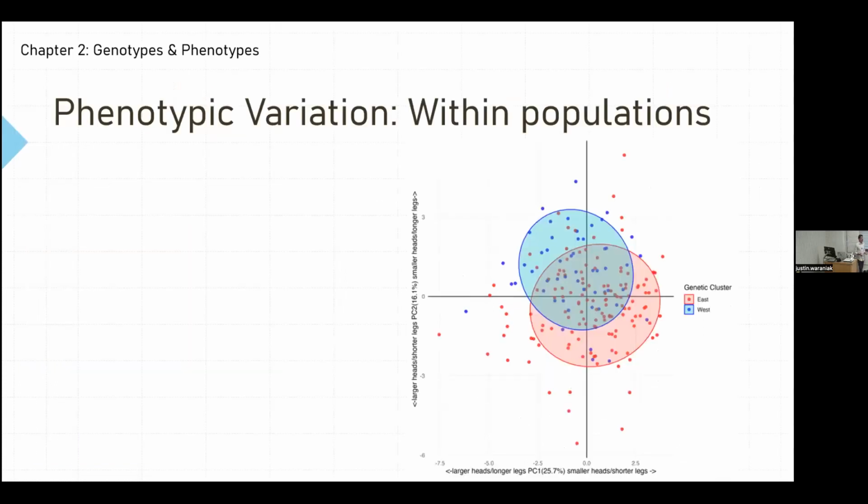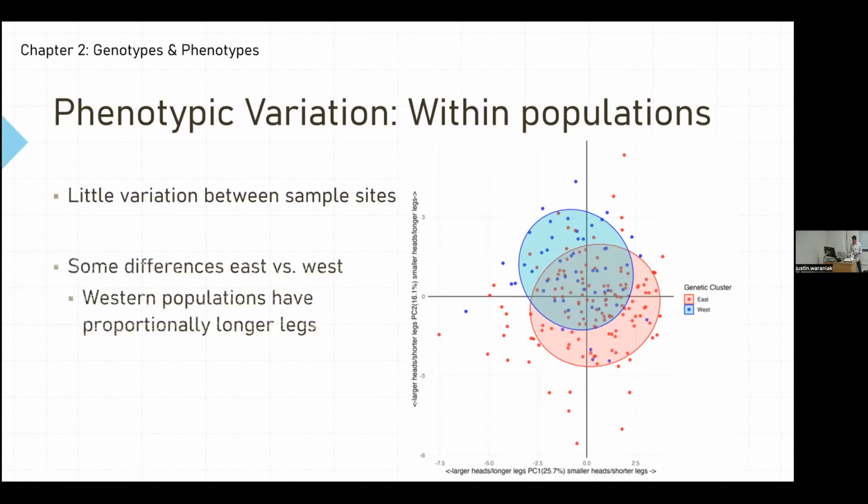So what do we see when we look at phenotypic variation? We see that a lot of it's contained within sample sites. So there's not a whole lot you can use to distinguish between different sample sites. When we look at a broader level, we see a little bit of a difference between that western cluster and the eastern cluster. That western cluster tends to have proportionally longer legs, but it's not a hard, clear difference. As you can see, there's a lot of overlap between those. Just on average, it is significantly larger.